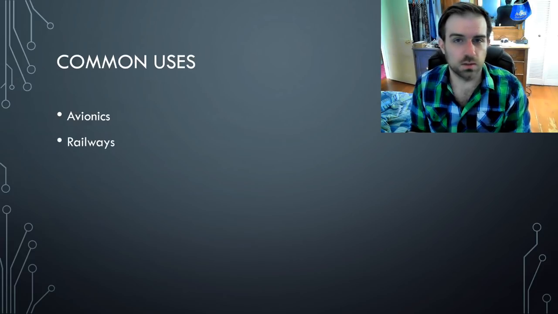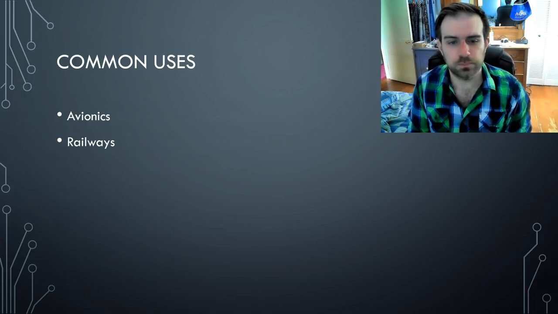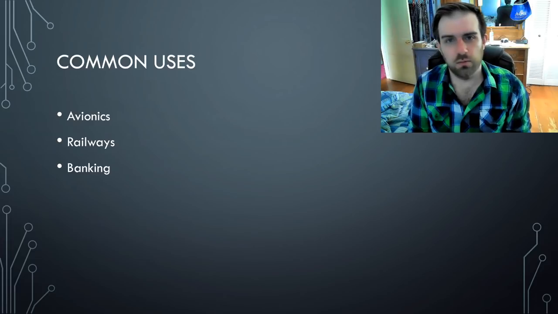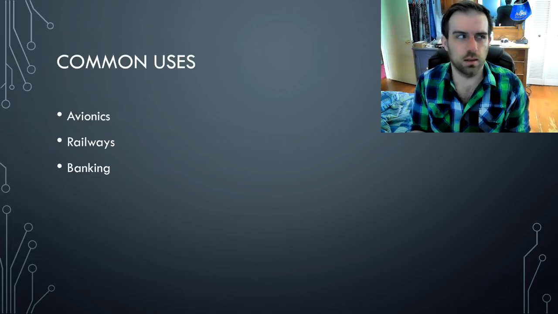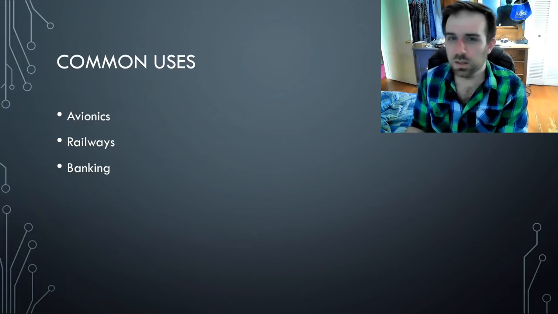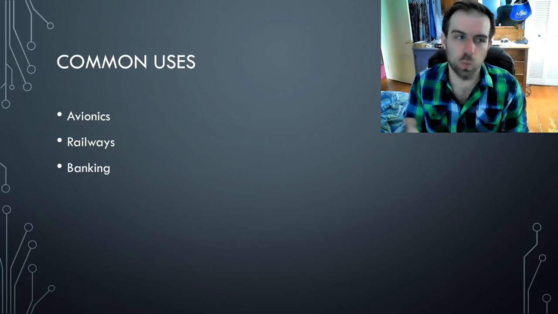Also railways. This can be either standard trains or subways. One big example of this is the Paris Metro. Banking. This is one where we don't really have a ton of information. Compiler vendors like AdaCore and now PTC know that they're selling the commercially supported compilers to banks. But they're not super open about which ones.